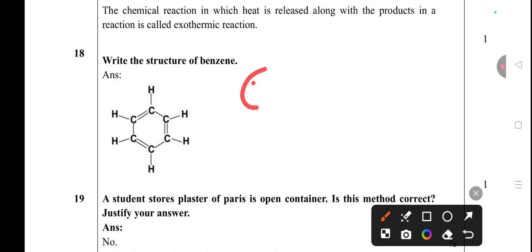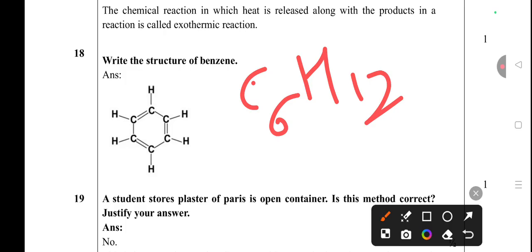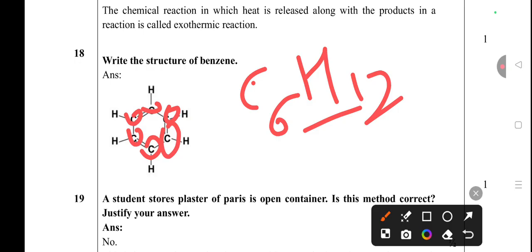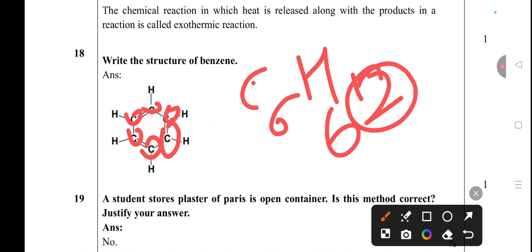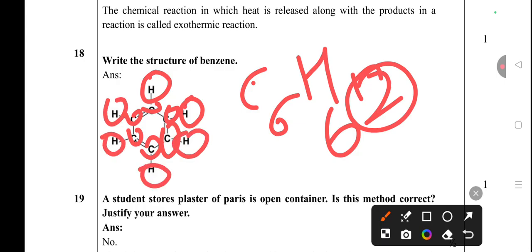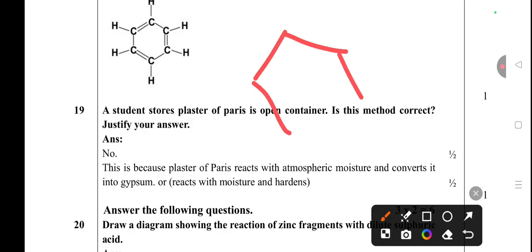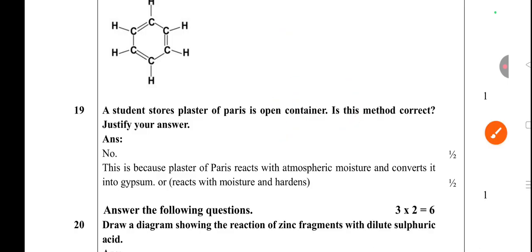Then the 18th one: write the structure of benzene. The molecular formula of benzene is C6H6. Six carbon atoms are arranged in a hexagonal shape, and for each carbon atom we arrange one hydrogen atom, and alternately, wherever you want, keep a double bond between carbons. This is the benzene structure, very simple.